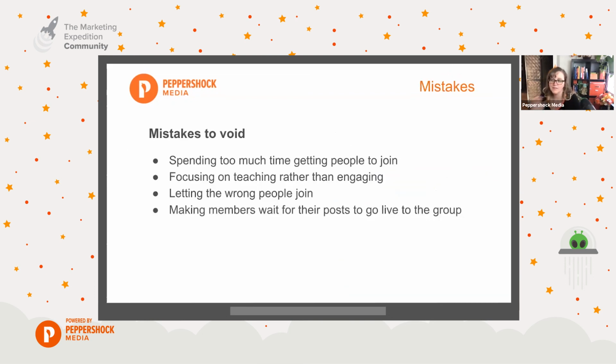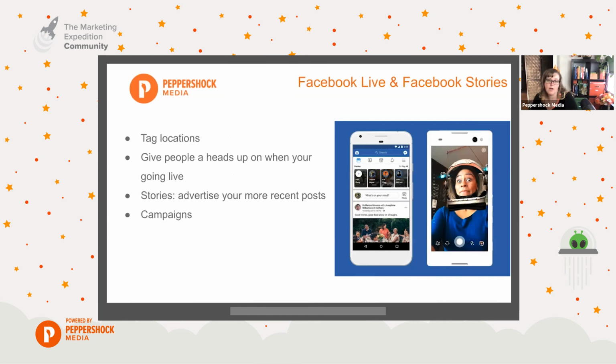And okay, some mistakes to avoid, and I'm going to wrap up here shortly. We want to avoid spending too much time getting people to join us. We want to make sure we get the right people. You want to focus on teaching rather than engaging. And of course, you don't want to let the wrong people join. You don't want to make members wait for their posts to go live. If they post something, you want to approve it. We do approve the posts because I want to make sure that what we're posting is going to bring value to people, and make sure it's a part of what we want, right?